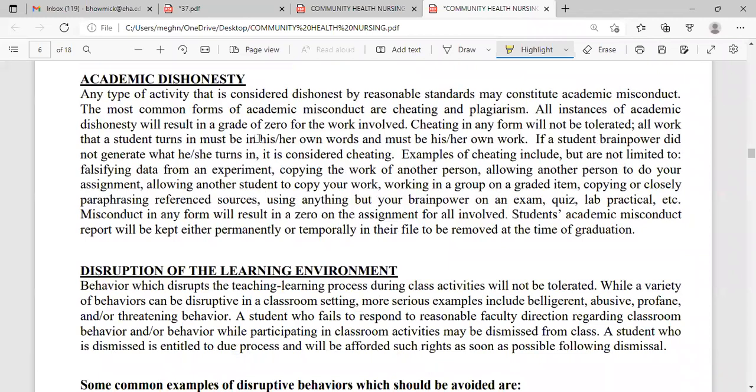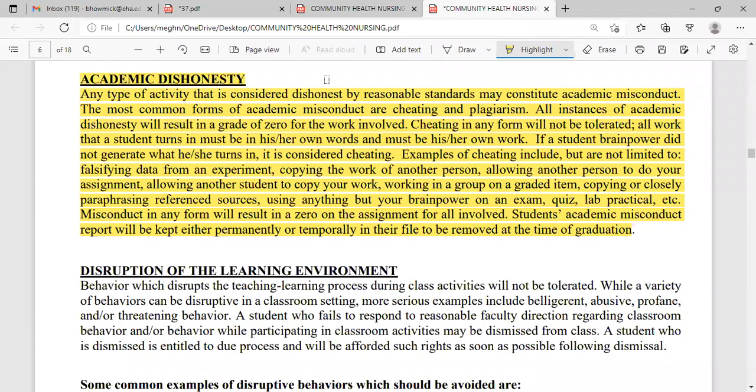So now, a little bit about academic dishonesty. I always like to request, please read the syllabi. Acknowledgement is important. All types of activities that are considered dishonest by reasonable standards may constitute academic misconduct.